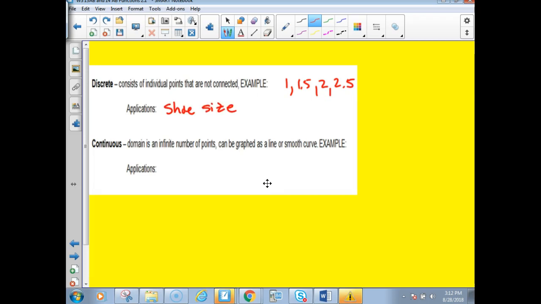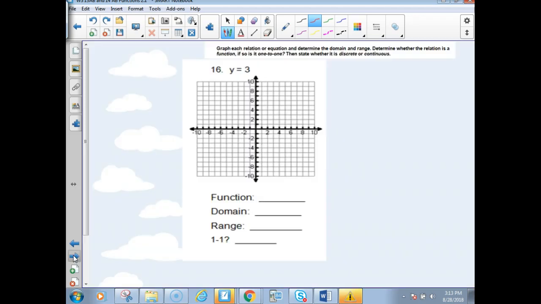Okay. Continuous data is when the domain has an infinite number of points. It can be graphed as a line or a smooth curve. These are points that are not connected when it's discrete. So application, we said temperature was an example. When you can go from, well, even a range of data, like 1 to 10, there's all kinds of numbers between there, right? There's lots and lots of infinite decimals in between there. You could keep on writing numbers that are between 1 to 10. All right, smooth continuous curve.